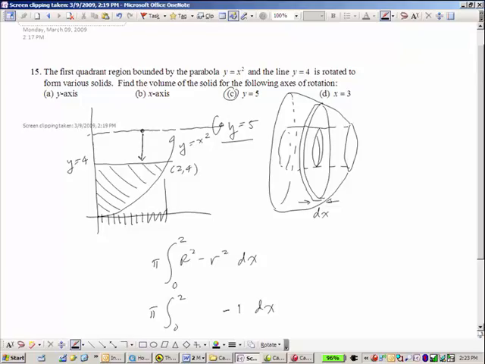Now, the big radius is hard. Wait, why is it 1? Well, this is the line y equals 5, right? This is the line y equals 4. So the radius of this inside piece is always 1. The cylinder that we remove, that radius is always 1. Why isn't it 1? Because we're spinning it around, right? So when we flip it over, it's going to be double that. Is that okay?